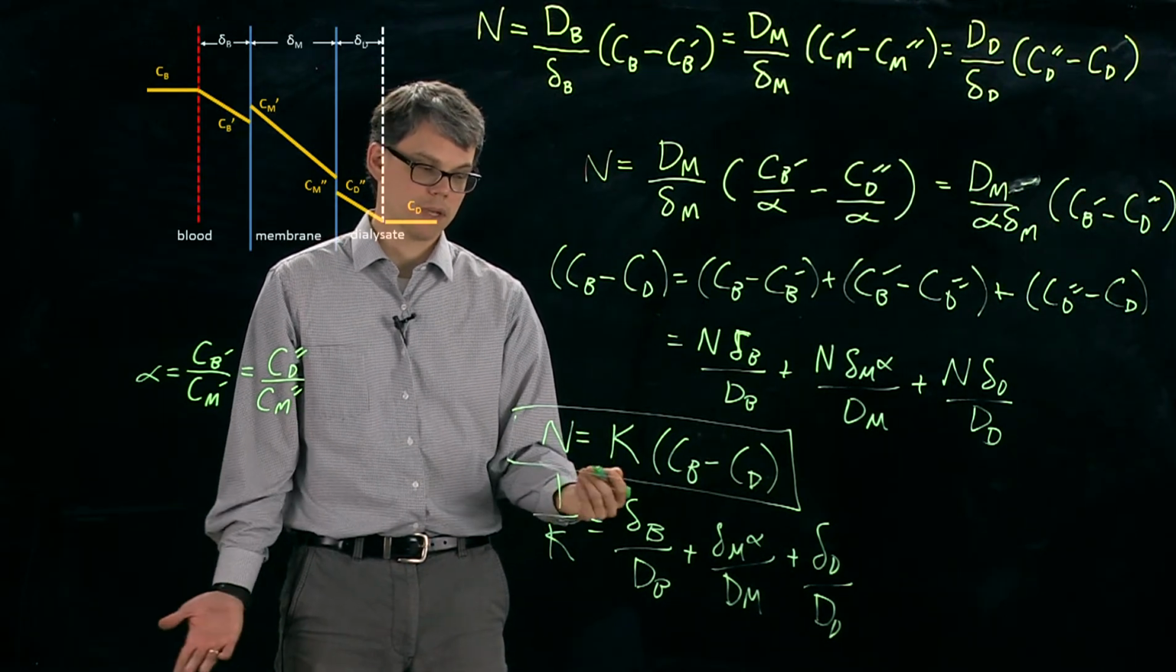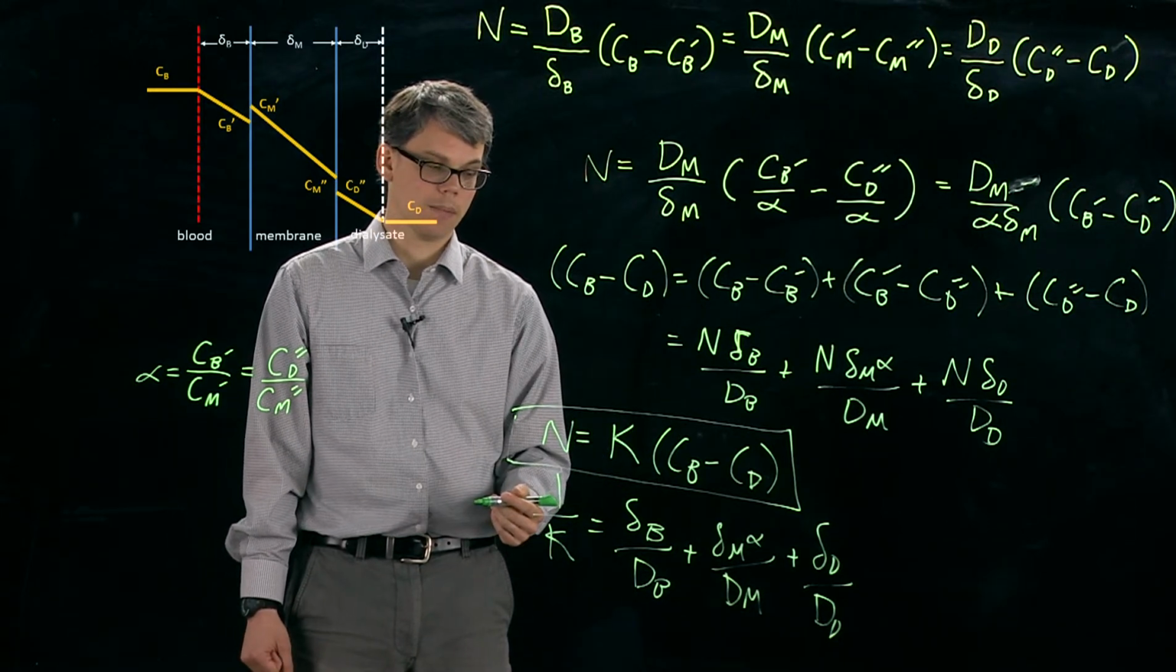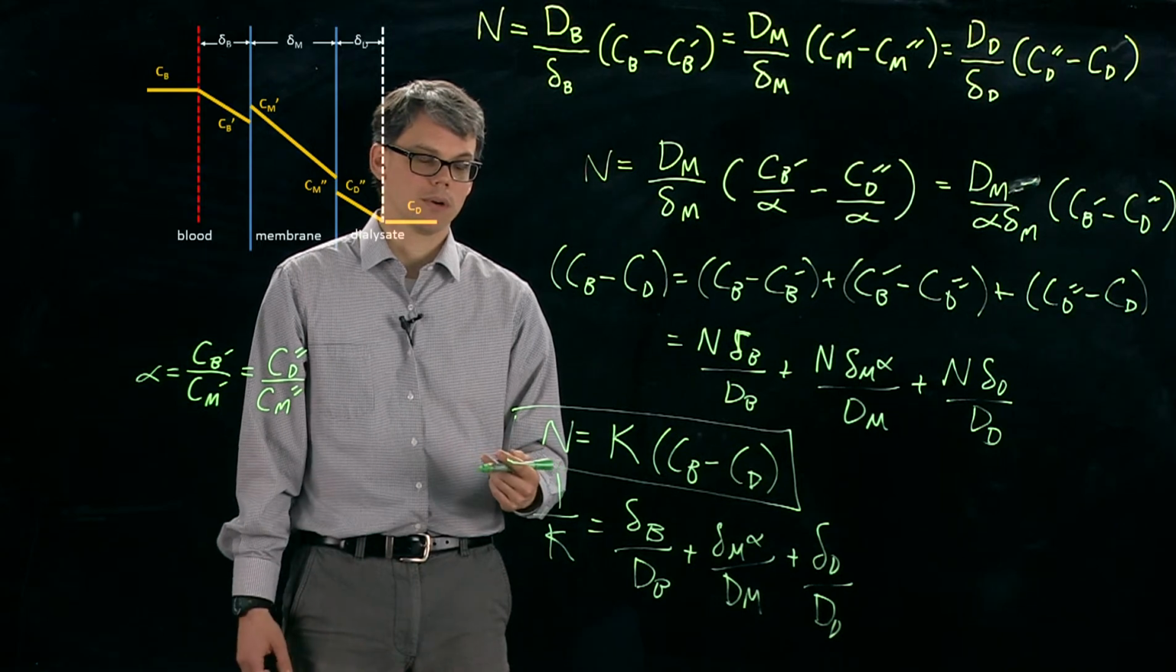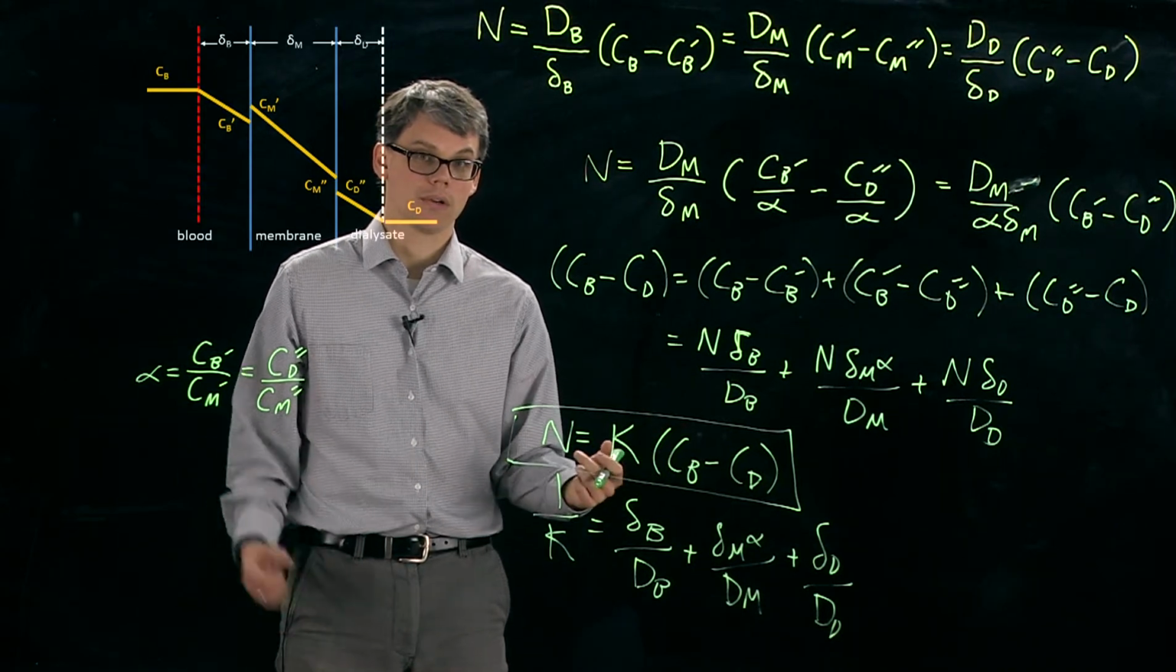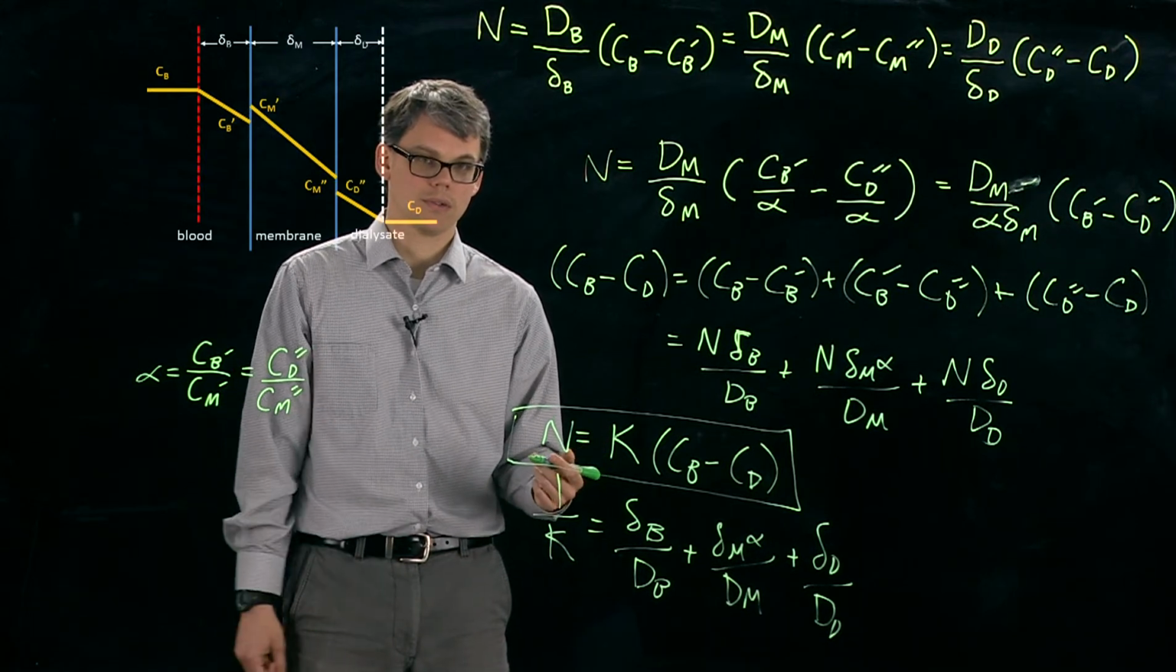Spec sheets for dialysis filters will have a value for K written on them, but they'll usually be written for certain values of flow of blood or dialysate. In this case, we have no flow. We'll have to go to the next video to see what happens then.